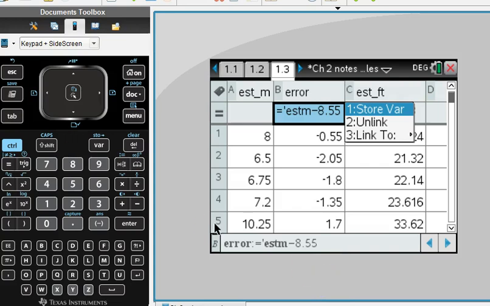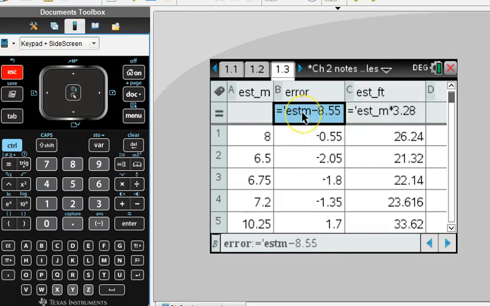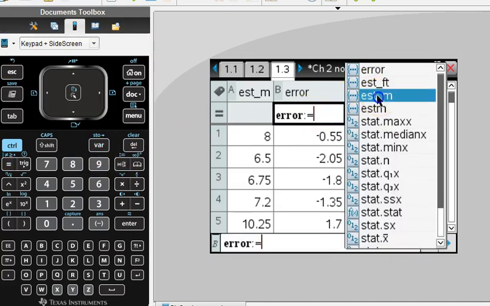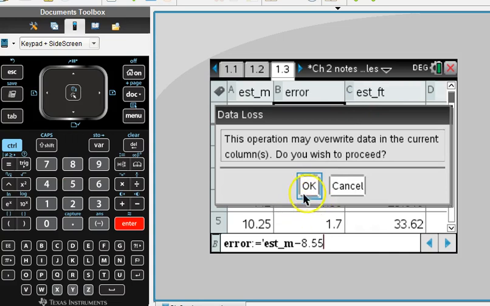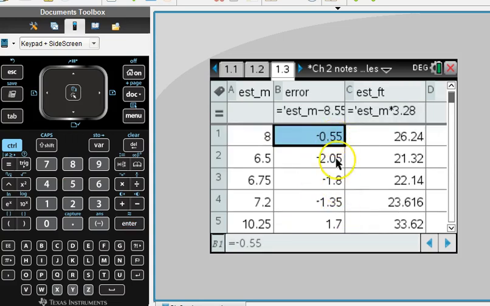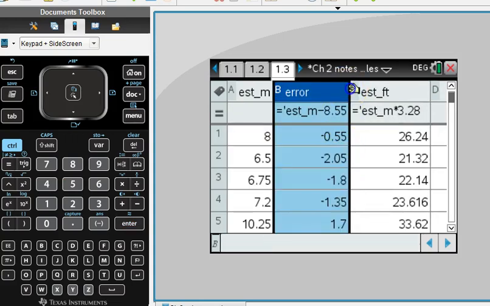That's not working well. I'm actually not typing it. So let me just show you, kind of go through what I did. Equals, then I go to estimate M minus 8.55. And it gives me all of the errors. Then I was able to make a dot plot and do one variable statistics on all of the errors. So this tells me how many meters above and below the true meter that students guessed.